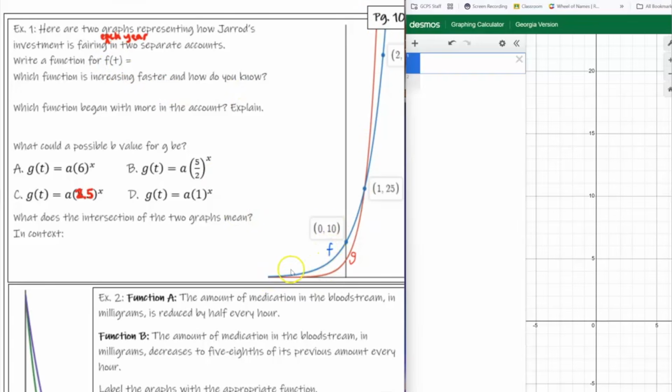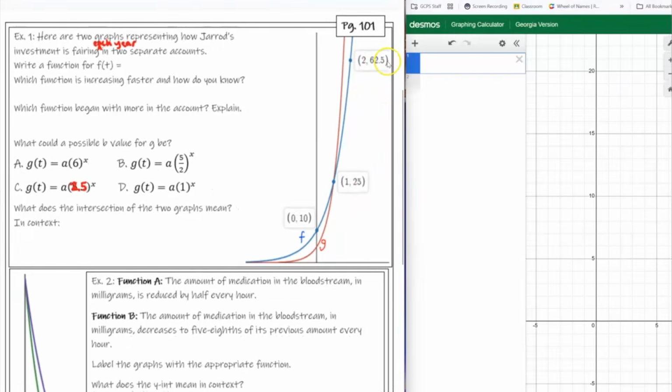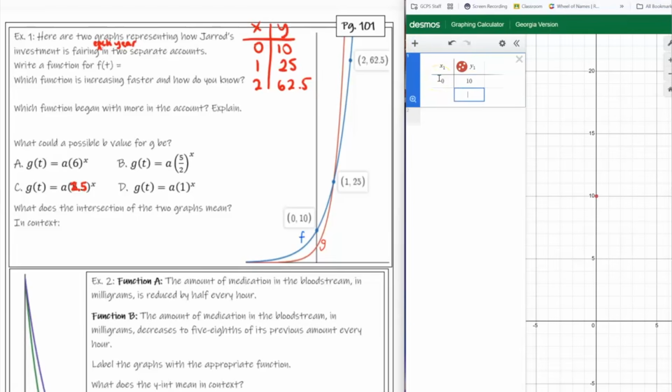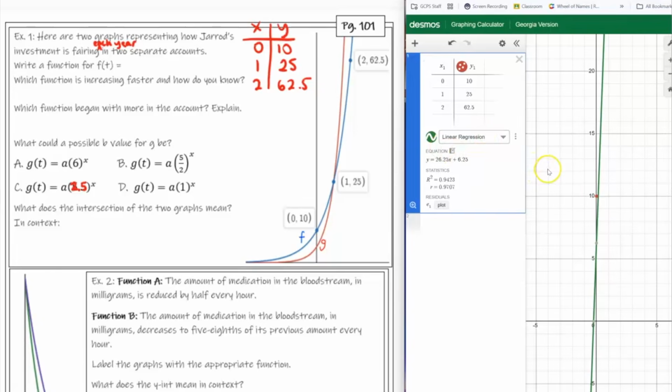Okay, so if I look at function F, I follow it. I've got a point right here, and another point right here, and another point right here. So if I'm given coordinates, how can I write a function? I can make it a table. All I have to do is write my coordinates, x and y, x and y, x and y. If I give you coordinates, you can make it a table, and then you can find out what that function is. So I'm just going to type everything in. All right, I clicked flag.